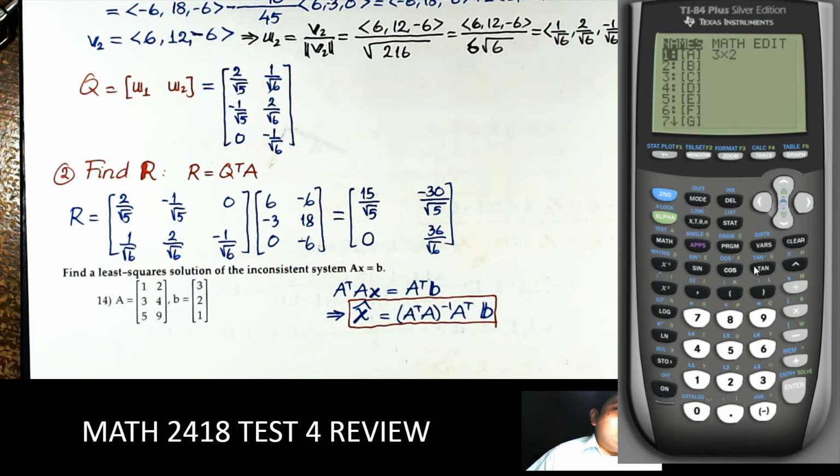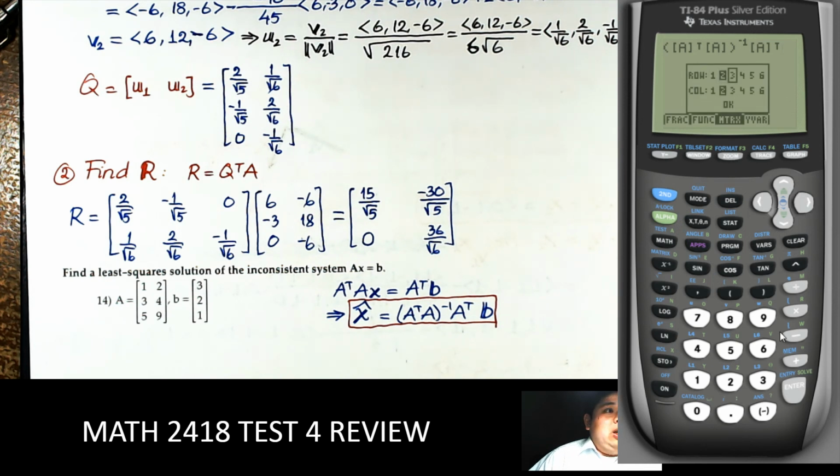Second matrix, A. Go to math, transpose. Second matrix, A, close that. Transpose. Second matrix, A transpose, of that inverse, and then A transpose again, times matrix B. We only use matrix B one time, so I hit alpha and zoom.